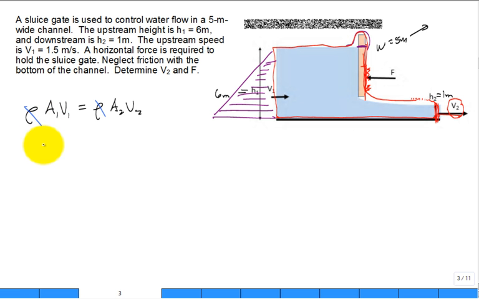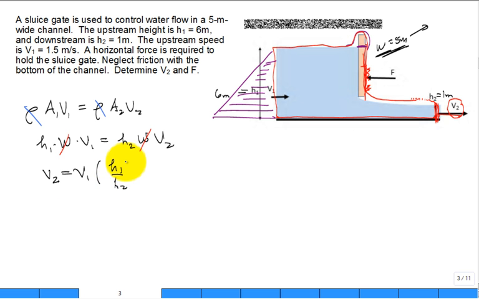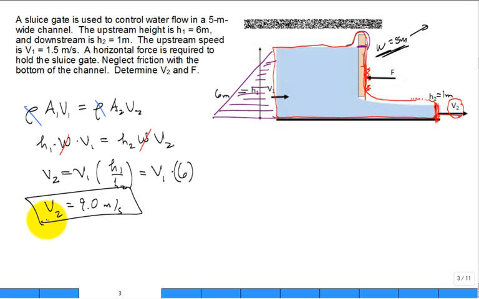Area 1, isn't that H1 times the width? And then what's my velocity 1? That's given. What's area 2? H2, same width. V2, the widths cancel. And we find that the velocity exit is equal to the velocity inlet times the height difference. And so the height inlet is 6, height out is 1. It's just V1 times 6. V1 is 1.5, so V2 is equal to 9.0 meters per second. Good? Great. Now the next part, how to calculate that F with that same control volume.